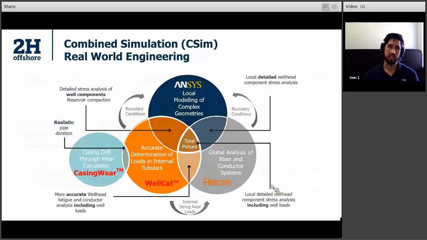So we've got this image here that shows some of the software packages we use. So we've got ANSYS, FlexCom, WellCat, and CasingWare. Today I'm really going to be focused on the bottom two here, WellCat and FlexCom. So we're looking at a more accurate wellhead, fatigue and conductor analysis, because we can understand the well loads that come out of WellCat, which is used to determine the loads of internal tubulars, and pair that up with our FlexCom, which can do the stress analysis.